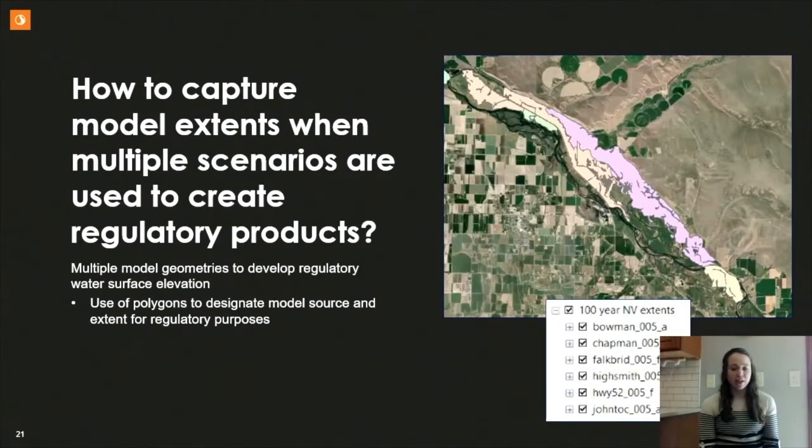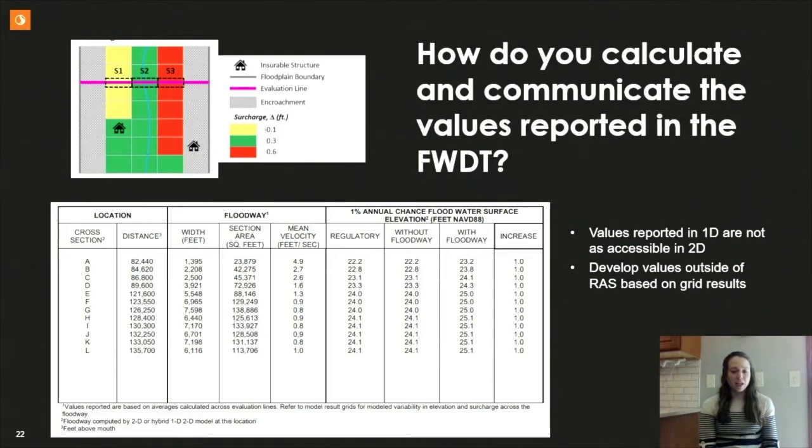Another aspect to consider is there's currently not a layer in the DFIRM database that is able to capture the model extents used to create regulatory products when multiple scenarios are used. We use polygons to designate the model source and extent for regulatory purposes, as well as documenting this in the report and the project narrative. A big thing to think about is documenting how all the values were calculated in the floodway data table.